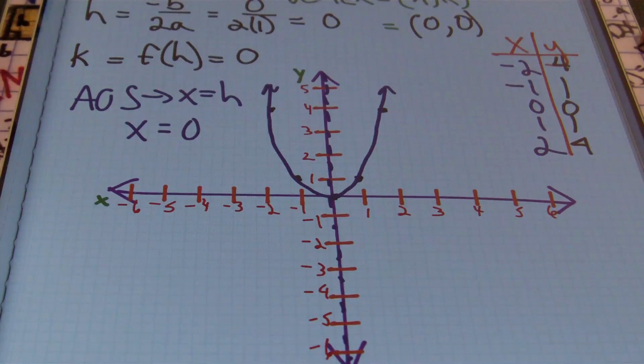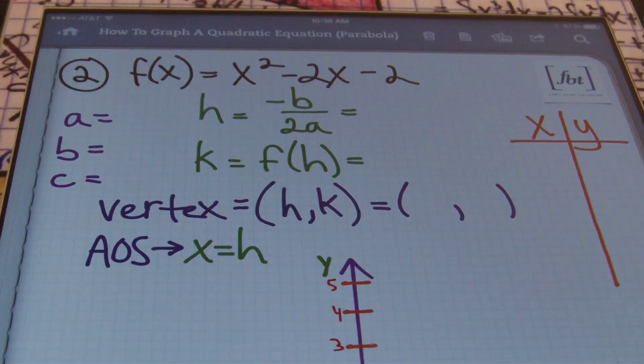All right, let's go ahead and move on to our second problem here. So in problem number 2, we have f of x equals x squared minus 2x minus 2. And notice that our equation is in function notation. Instead of having y, they have f of x as a label, as a name for the function. So anytime you see f of x, g of x, h of x, it just simply means y, the variable y.